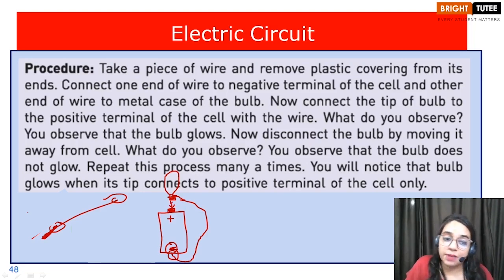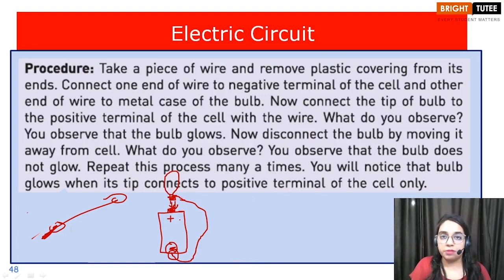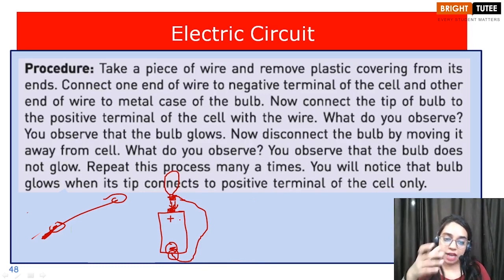Why? Because whenever we touch it with the positive terminal, the circuit is completed. We will get a complete circuit, and whenever the circuit is complete, the bulb will light up. Okay children, now we will remove the bulb from the positive terminal. The bulb will be off. Then again we will touch it with the positive terminal, and the bulb will again light up.